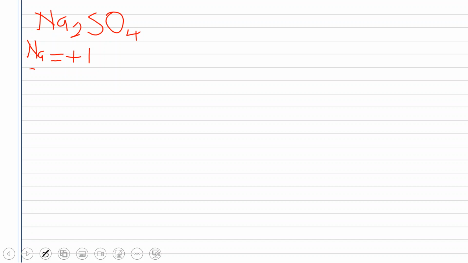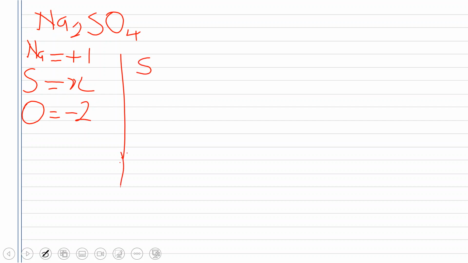What is the oxidation number for S? We don't know that. So let's represent it by X for now. We're going to solve that. The oxidation number for oxygen, we know that. We said that always, oxidation number based on the guidelines or the rules, oxygen will always have the oxidation number of -2. So let's solve the oxidation number for S. So we are solving for oxidation number for S.